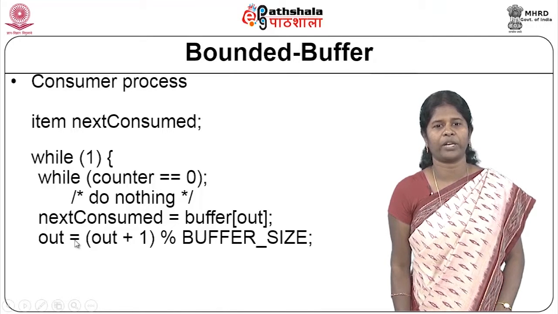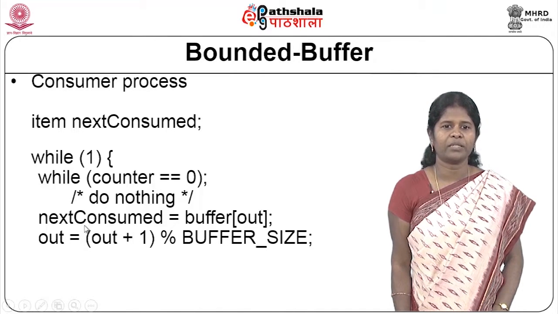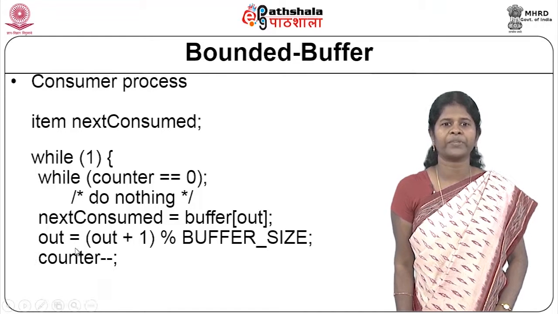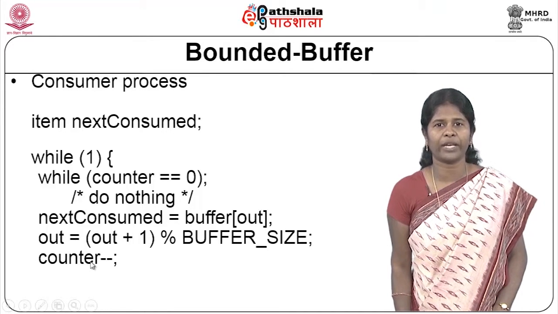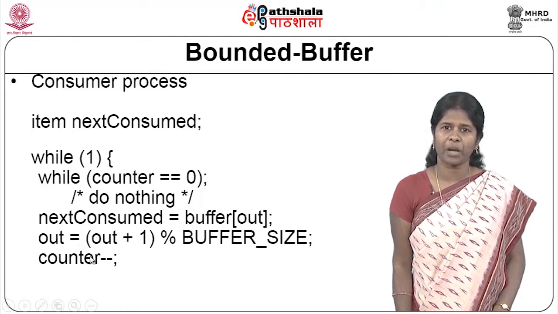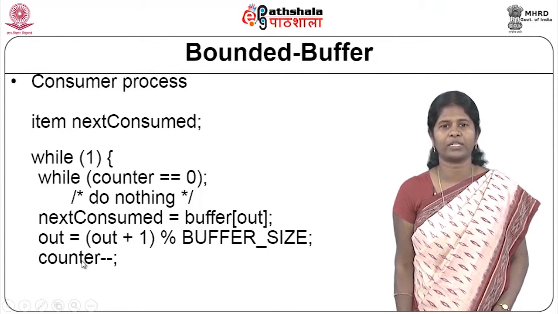And the out pointer is incremented by 1. This now points to the next location from where the consumer can consume. And the counter variable is now decremented. Now, it means that it has removed an item from the buffer and the value of counter is decremented.